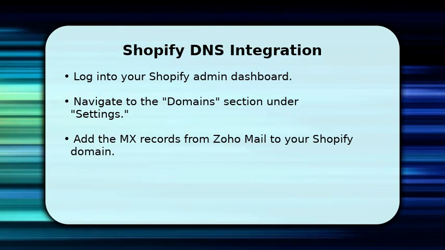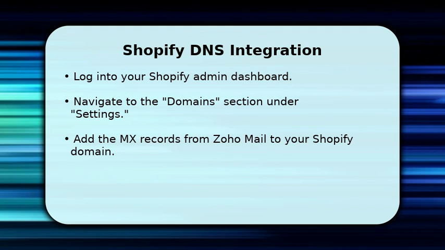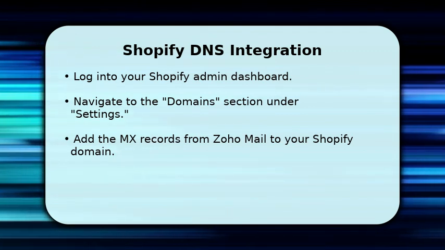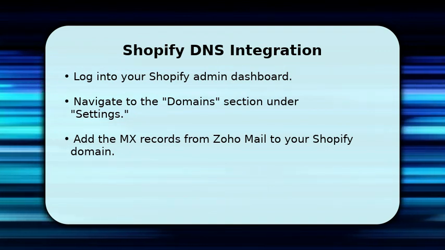Log into your admin dashboard and go to the Settings menu, then select Domains. Choose the domain you want to connect with Zoho Mail. Here, you'll add the MX records you copied earlier from Zoho. This step tells the internet where to send emails for your domain, directing them to Zoho's servers.